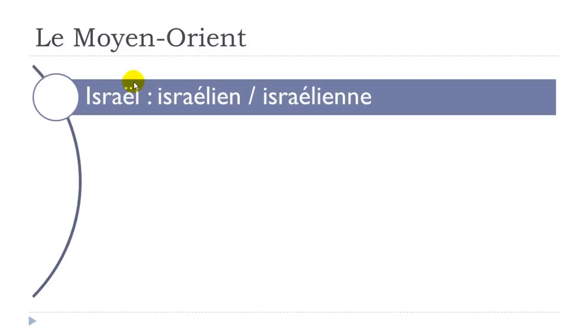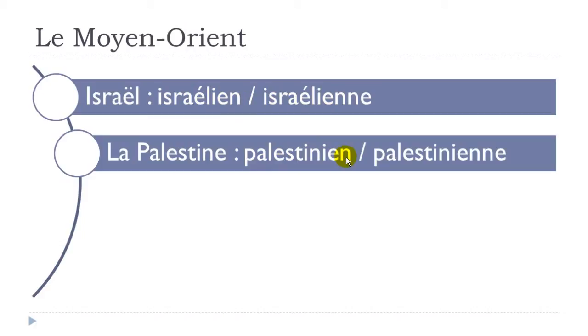Okay, so Israël, and then I will put the masculine form here and the feminine form here. Israélien, Israélien, so masculine form and then feminine form. Israélienne. Israélienne, okay, yen, yen, okay, and then palestinien, palestinien, feminine form, palestinienne, palestinienne.